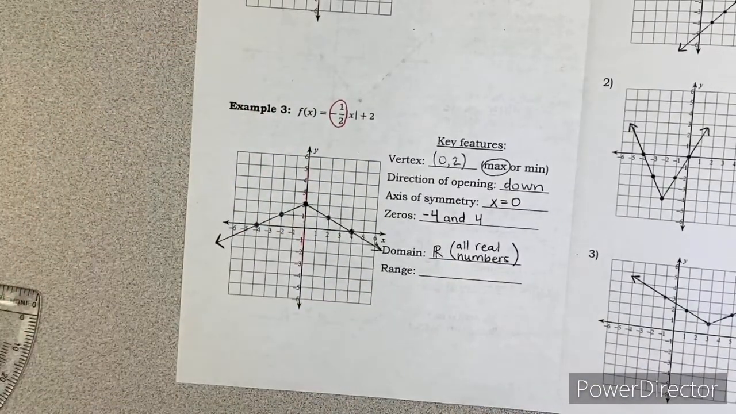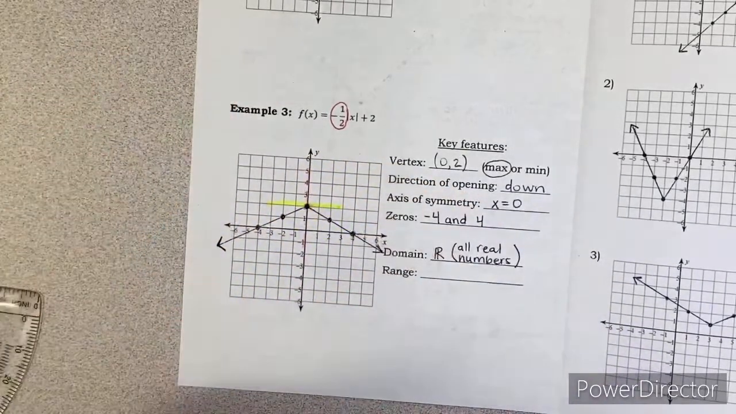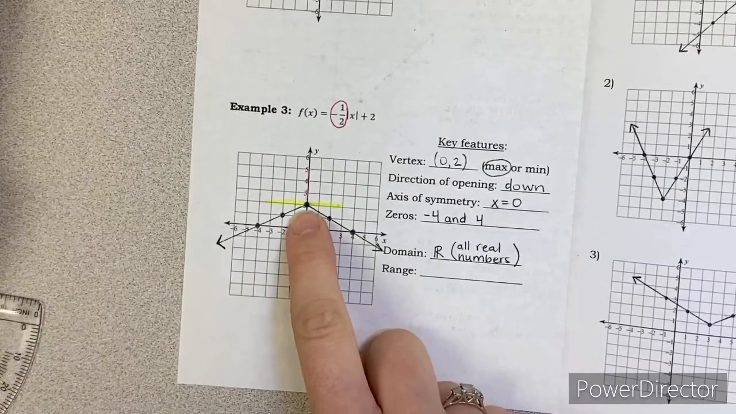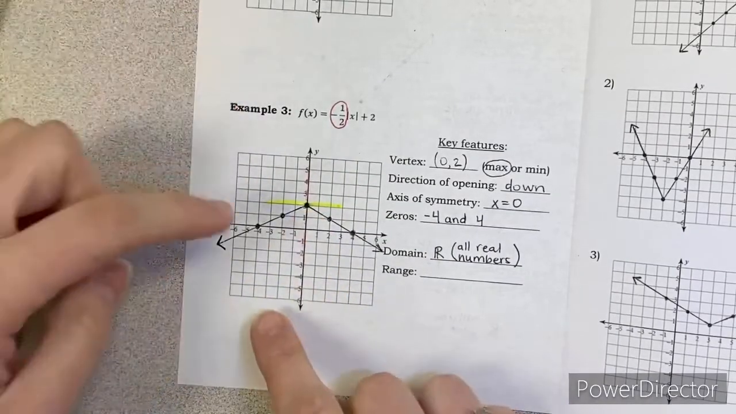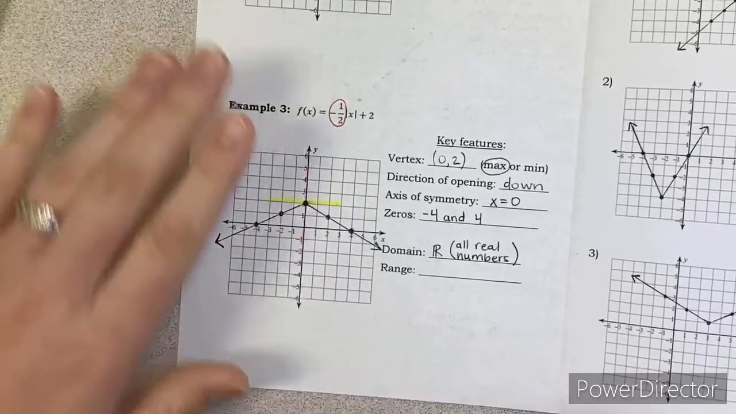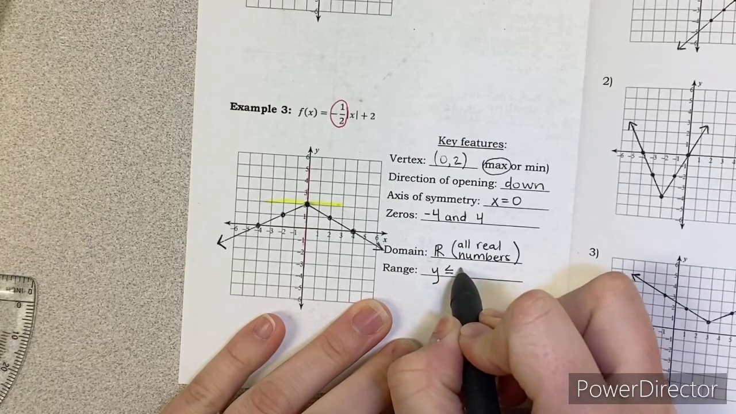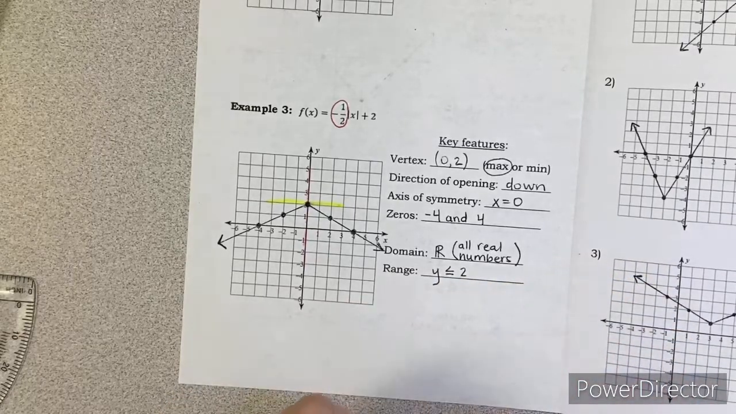Our range is a little bit different. We have to figure out where the graph starts, which this graph starts here at +2, and we're going to use everything below +2 because our graph goes down. So my range for this one is going to be y is less than or equal to +2.